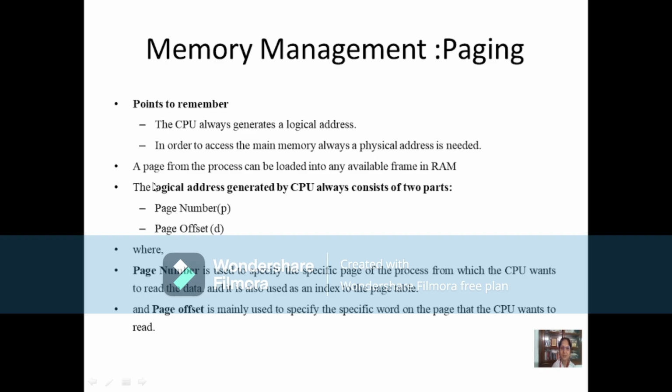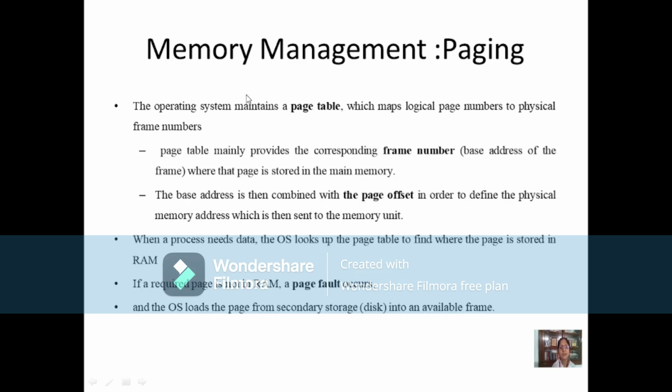The logical address generated by the CPU consists of two parts. The first part is known as the page number, which is P, and the second part is known as the page offset, D. What is this page number? The page number is used to specify a particular page of the process from which the CPU wants to read the data, and it is also used as an index to the page table. What is the page offset? The page offset is mainly used to specify the specific word on that page that the CPU wants to read.